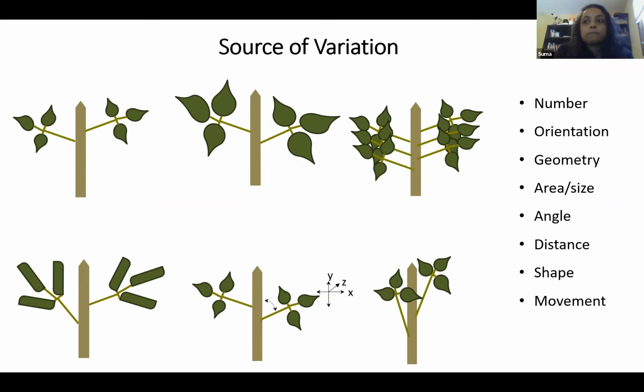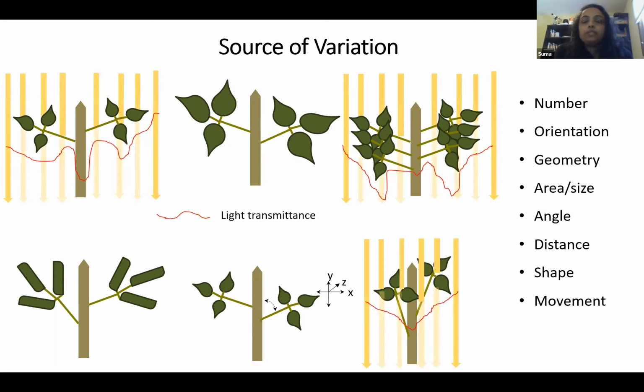One more click, please. And so this again is a cartoon of a single plant, where the red line shows the light transmittance. You can see top left-hand corner, the light may transmit to some extent. The one next to it, because there are too many leaves, maybe not as much. The one at the bottom lets in a lot more light, because the angle of the leaf is more acute. So these kinds of traits or features actually make a difference. Next.